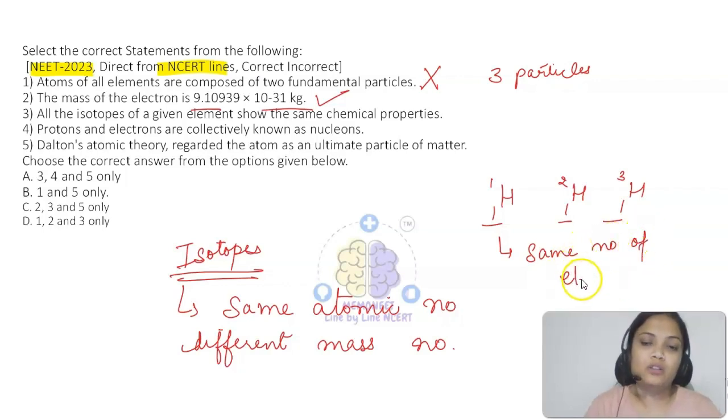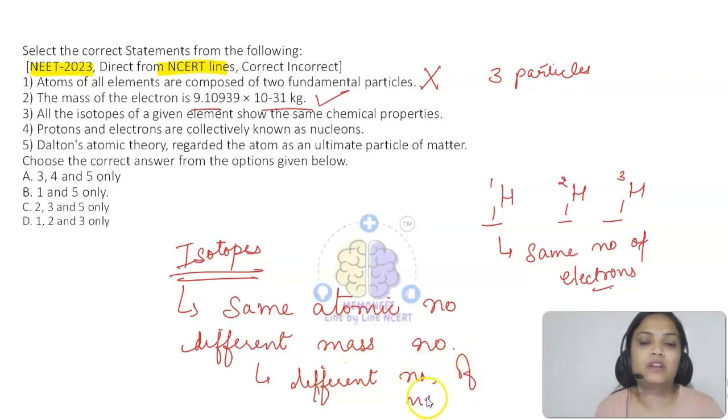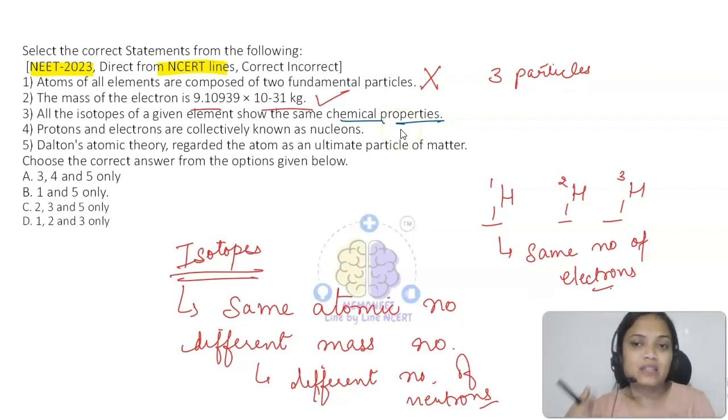In isotopes, although the mass number is different, because there are different numbers of neutrons, the electrons and protons are the same. The chemical property of an element depends on the number of electrons, because electrons are the ones that take part in chemical bonding, right? So if they have the same number of electrons, they will show the same chemical properties. So this is also true.